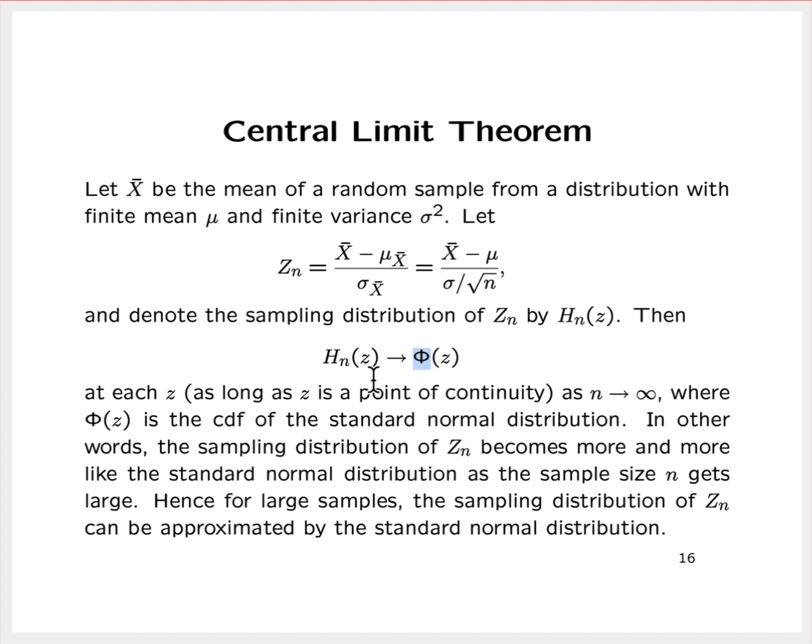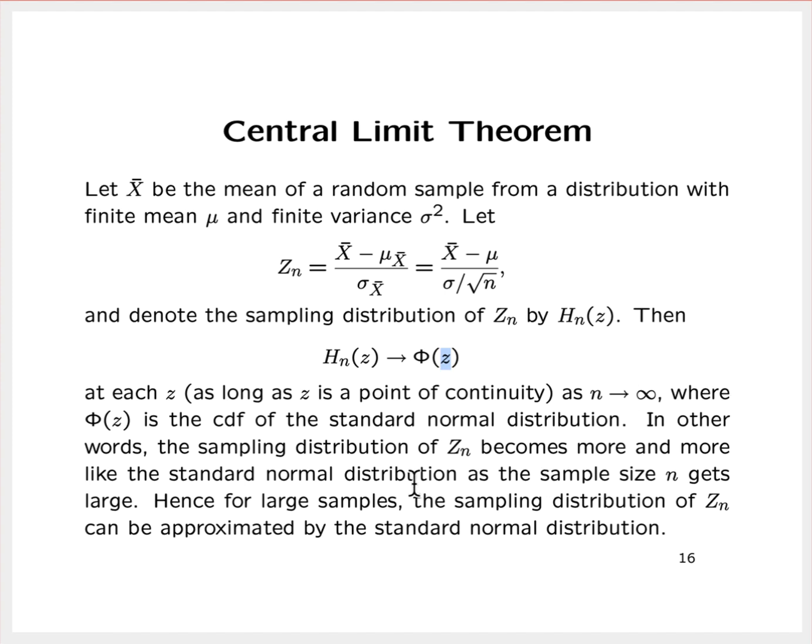So let's think carefully about what this represents. We've picked a real number z on the number line, and we're considering evaluating the CDF of Z sub n at that value of z, and doing so for sample sizes that are increasing without bound. That generates a sequence of real numbers. And what this is saying is that sequence will converge to the value of the CDF of the standard normal distribution evaluated at that same value of z.